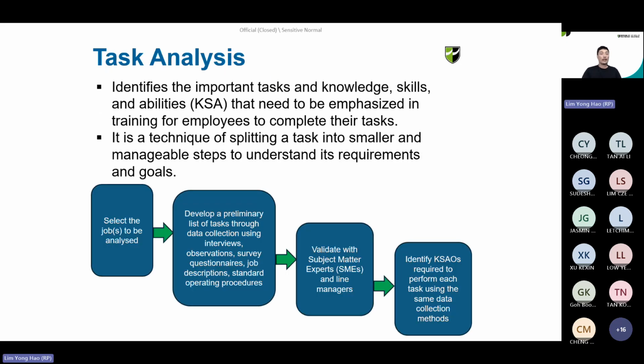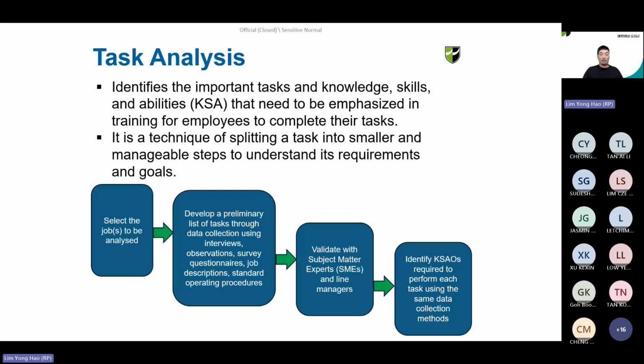So for task analysis, the key thing is actually identifying the task. Then of course subsequently identifying what are the knowledge, skills, abilities, and other attributes that can contribute to more effective performance of the task. But for task analysis, the important thing, firstly, is: can I understand the task? Then can I break down the task so that I can use that to look at what are the knowledge, skills, and abilities that are needed, right?